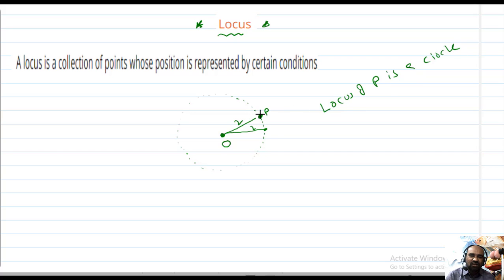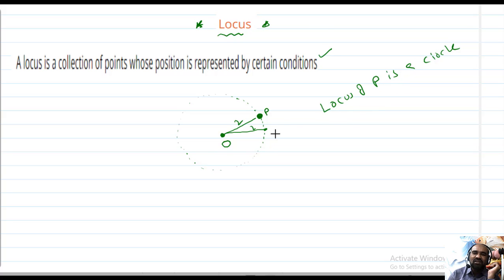Another way I can say it is that the path of a point P moving on the plane under a condition or conditions is called its locus. So the locus of P is a circle. That's why a locus is a collection of points whose position is represented by certain conditions, or the set of points which satisfy the given condition or conditions, or the path of a point which is moving on the plane under a condition or conditions. This is the best example.